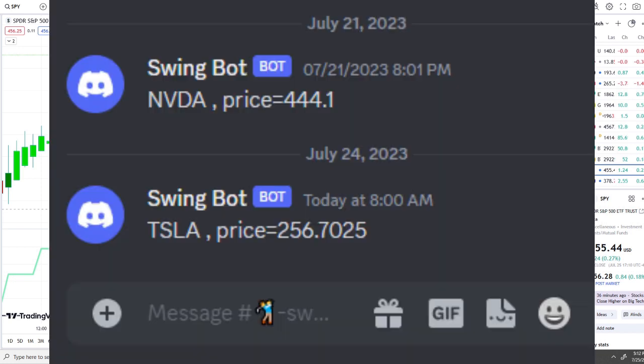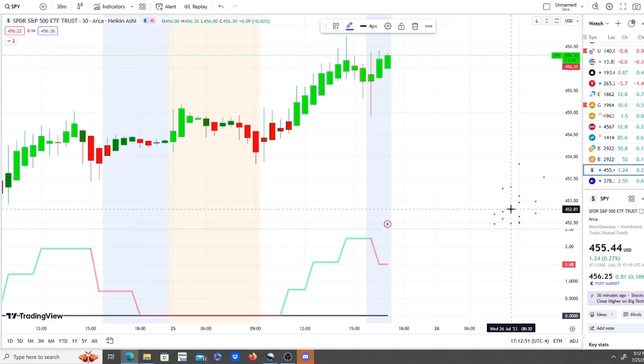The first one, as you see it popping up there, was NVIDIA on Friday of last week at around $444. And the other one was Tesla yesterday in the pre-market. And from yesterday to today, and even yesterday alone, it ran up nearly $10 plus.